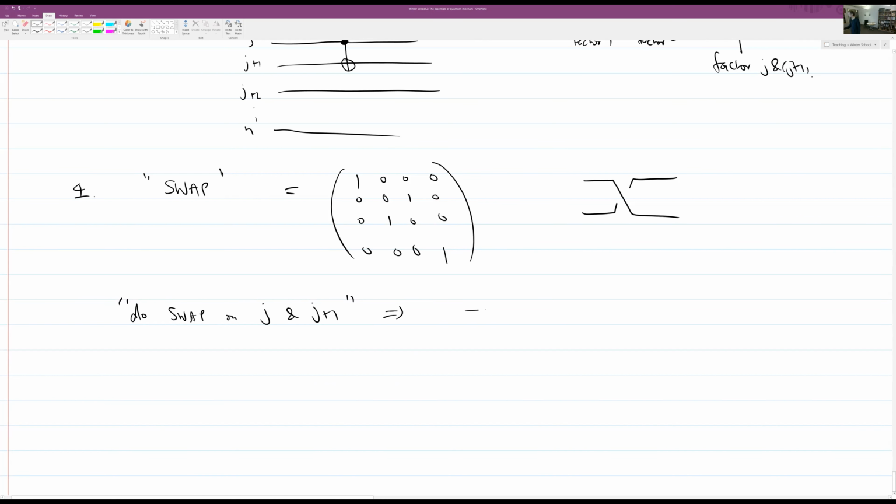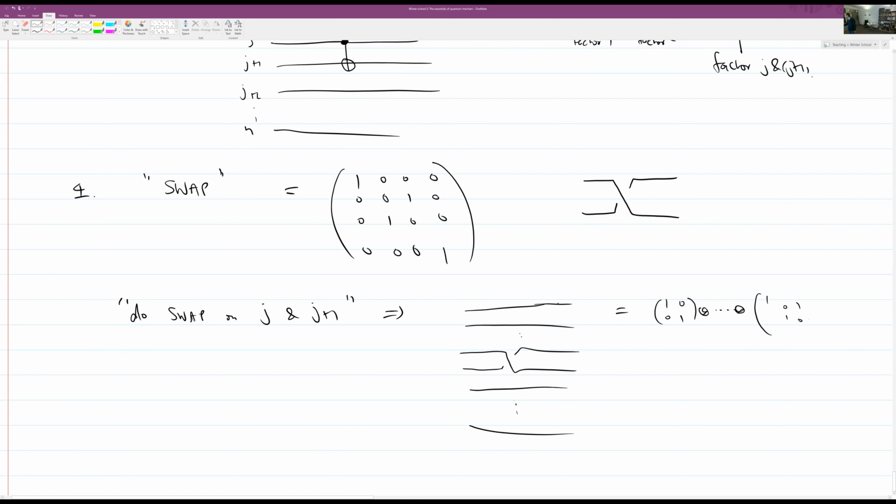What does this mean? Well, in circuit notation, we draw this picture. And the corresponding unitary operation is this one, 1, 0, 1, 1, 0, 1.